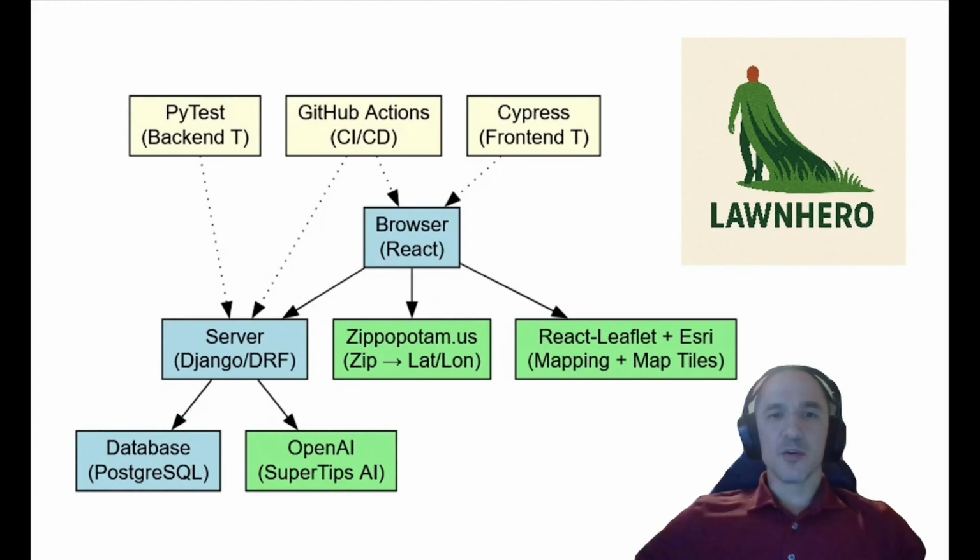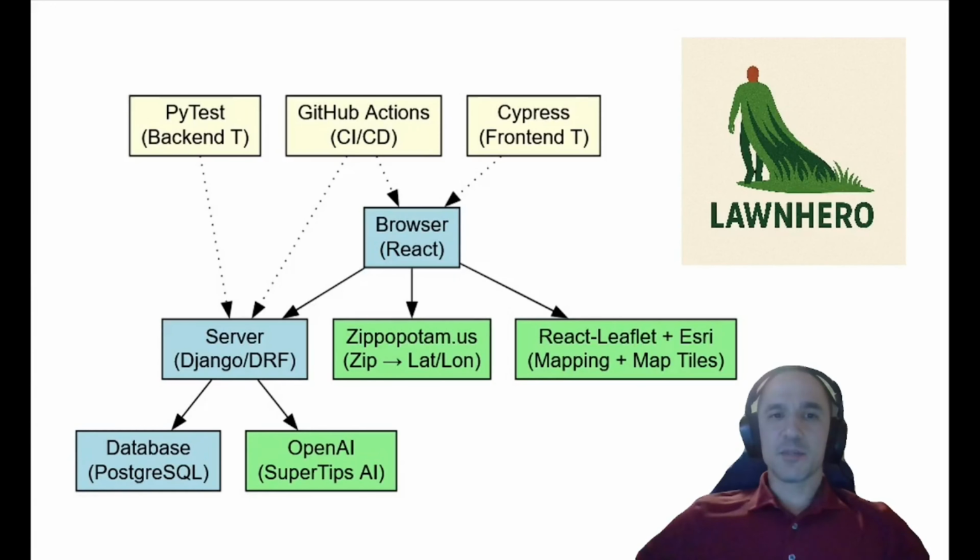We use Django and Django REST framework on the back end with a custom user model and secure cookie-based authentication. Our database is Postgres, and the front end was built using React and Material UI for a responsive user interface. We wrote tests with PyTest and Cypress and automated everything with GitHub Actions, which runs migrations and tests on each pull request.